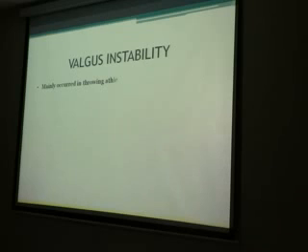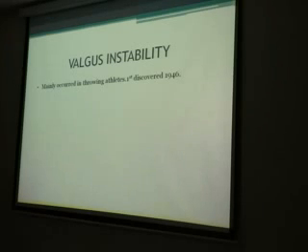The last one is valgus instability. This is the last type of instability. So we make posterolateral. We spoke about valgus instability. Valgus instability was called throwing elbow. We have thrower shoulder, and we have thrower elbow. The thrower elbow with valgus instability occurs mainly in athletes.